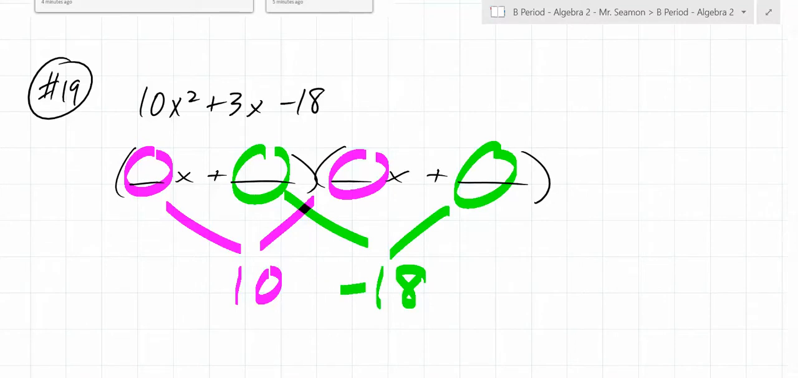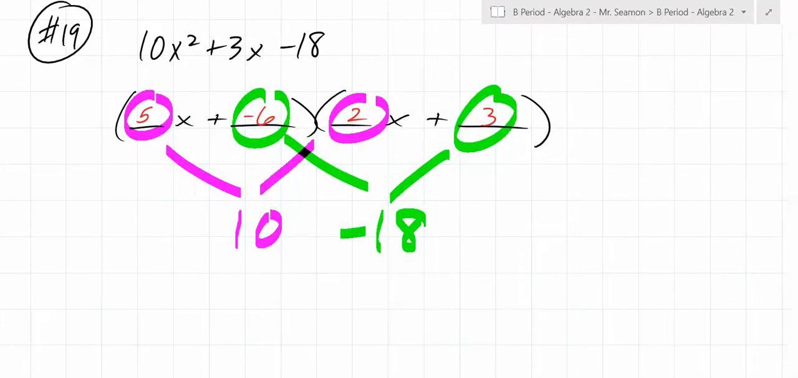So you start with the purple and you say, what's a way we could break up 10? 5 and what? 2. They multiply, so 5 and 2. What about negative 18? Negative 6 and 3, like this?